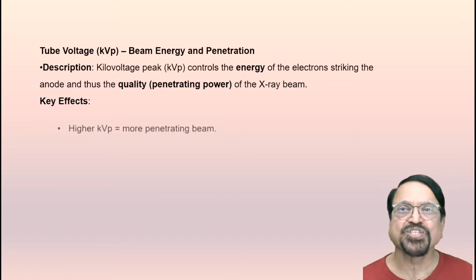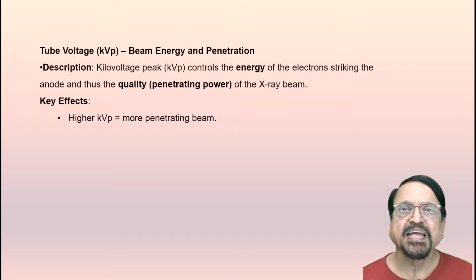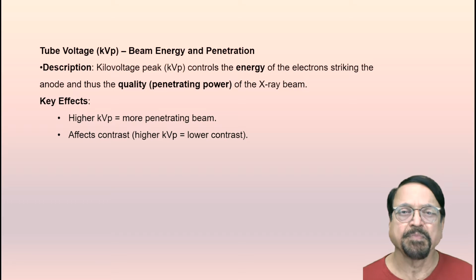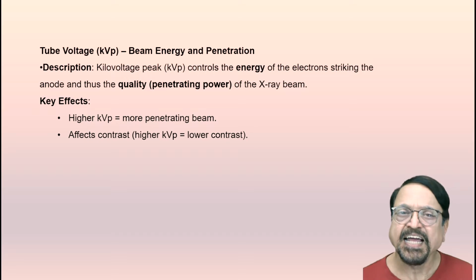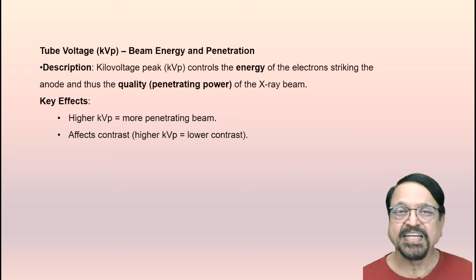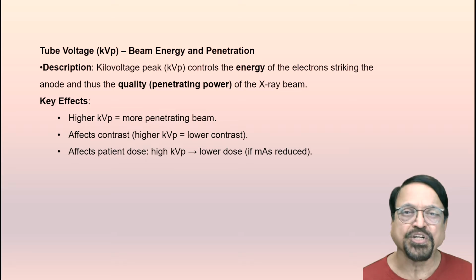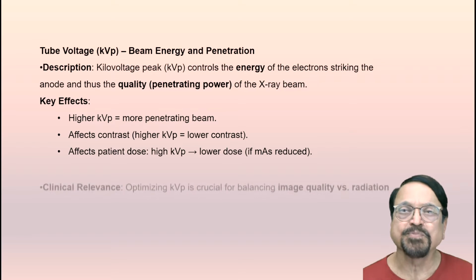The key facts are that high kV is more penetrating, and it affects contrast. High kV will result in low contrast, and low kV will give a higher contrast, like we use when doing mammographies. Then it affects patient dose. With high kV, the dose will be lower. Please note, high kV will reduce MAS and therefore it will reduce patient dose.